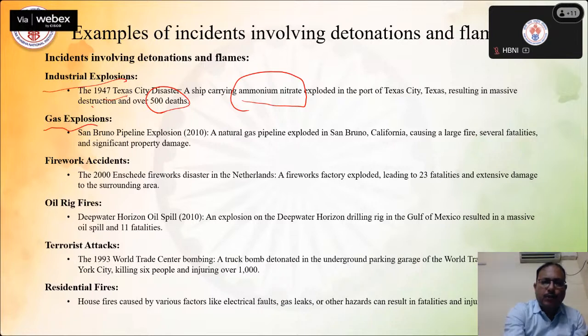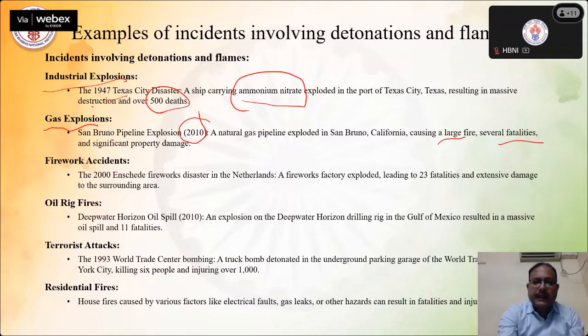Second is the gas explosion. San Bruno pipeline explosion, 2010. It's not a very old explosion. A natural gas pipeline exploded in California, causing a large fire, several fatalities, and significant property damage. I am quoting all these things, and it is very easy for you people to Google them. Whatever I am quoting over here, maybe I would not be able to explain the proper concern, but it is very easy nowadays.